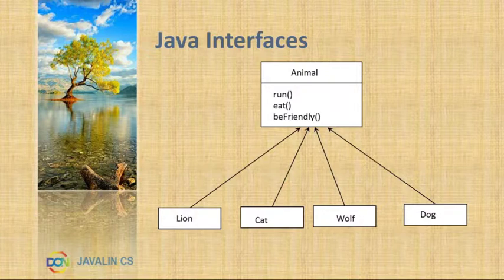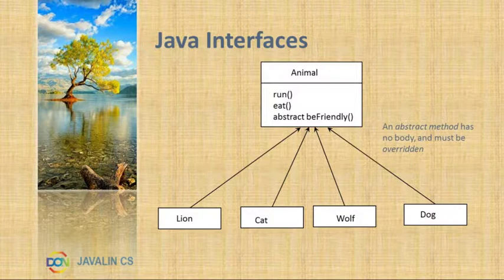Well, one way to do that would be to add the bee-friendly method to the animal class so that the pets will inherit it. That would work, but it does mean that some very unfriendly animals, like the lion and the wolf, would also have that behaviour available to them as well. Also, cats and dogs are friendly in different ways, so we would likely want to override the bee-friendly method in a lot of cases. For that reason, this solution is not really ideal.